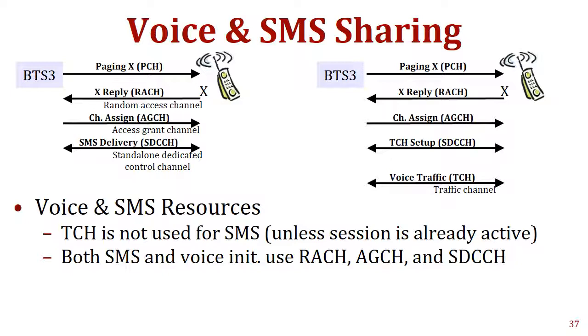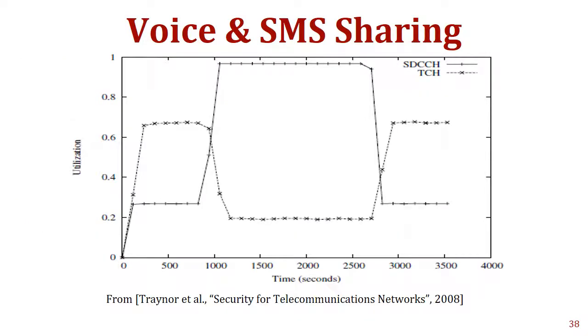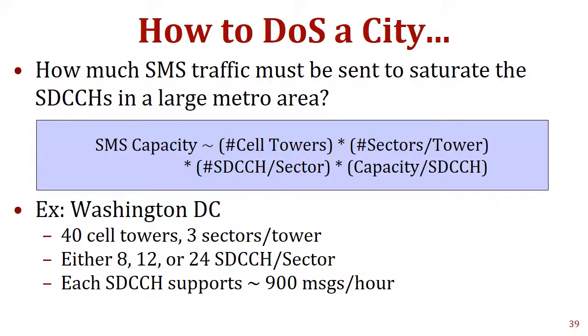So basically, if you have SMS flooding, it also works as a DDoS against voice calls, so you might not be able to get a voice call if an attacker sends you lots of messages. And this is basically a demonstration of how voice and short message share resources. Of course, nowadays we have more resources on smartphones, but previously this had always been a big problem, even 5 years ago. Okay, now we know how an attacker can DDoS a device. How about how to DDoS a city?